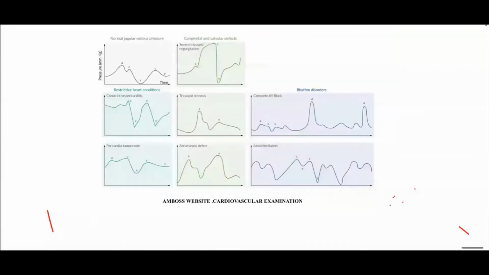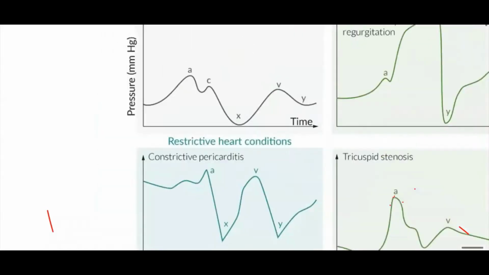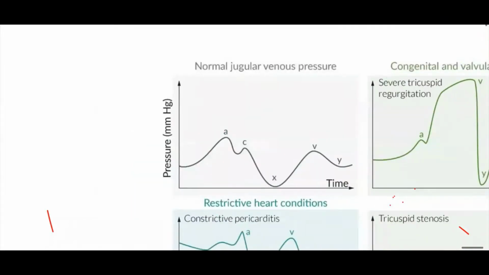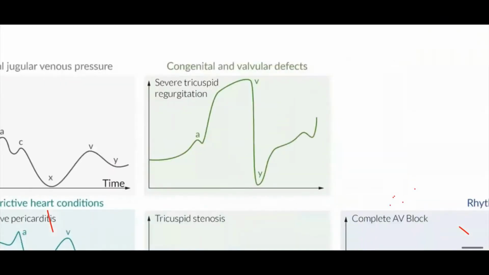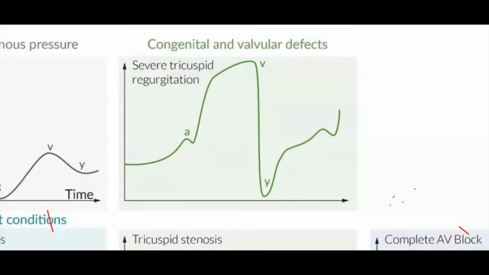Now tell me, what is this? The normal jugular pressure looks like that. Look at here: severe tricuspid regurgitation. What do you see? Prominent V wave. Exactly. And what else? We lost the X descent. Exactly. Why did we lose the X descent?